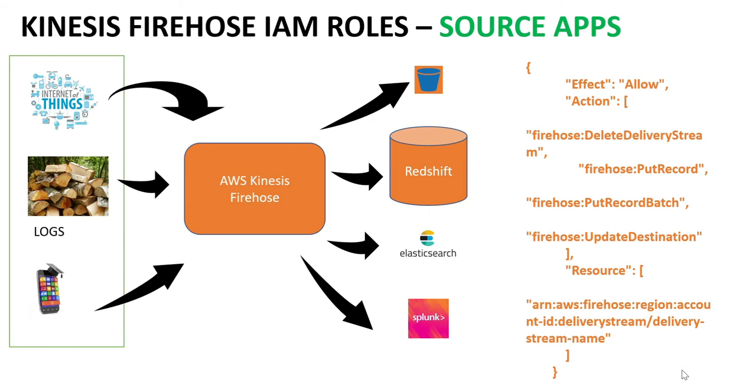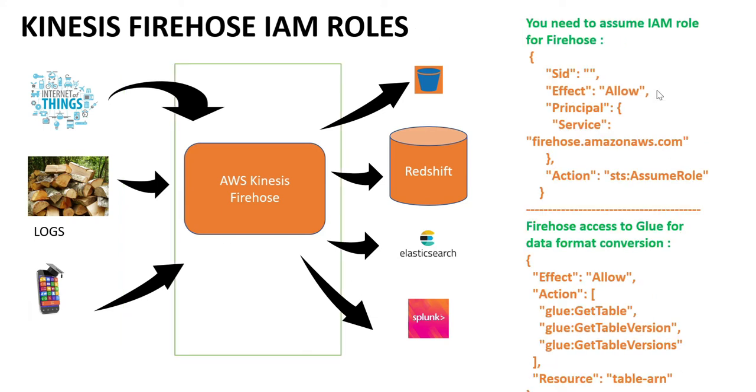So if you are using this service, you want to give access for the source target to send the data to the streams, so you have to create IAM roles. The first role you have to create is this one. You see this? You need to assume an IAM role for Firehose. This is the first role. You have to assume the role. That's why you are in this action. You are saying STS assume role, and you are allowing this. This is the first thing you have to do.